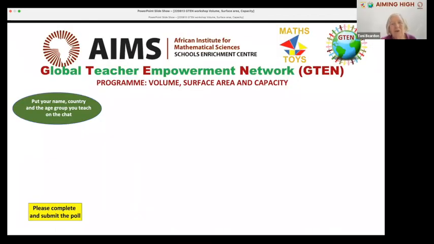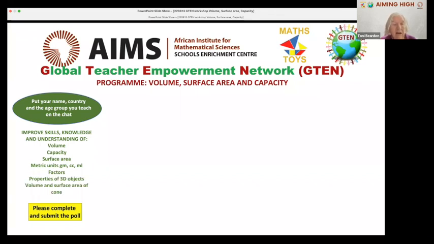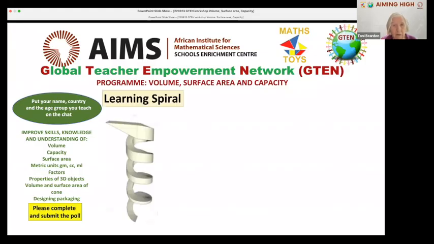Now, today we're going to be talking about volume, surface area and capacity and activities that you can do from babies in the bath right through to the school leaving age. So we're going to talk about things like volume, capacity, surface area, the metric units of grams, cubic centimeters and milliliters, and then number work factors, properties of 3D objects, and finally, the volume and surface area of the cone, which is something that comes quite late in school life when you're doing that.